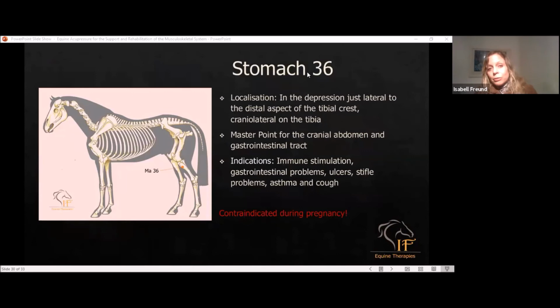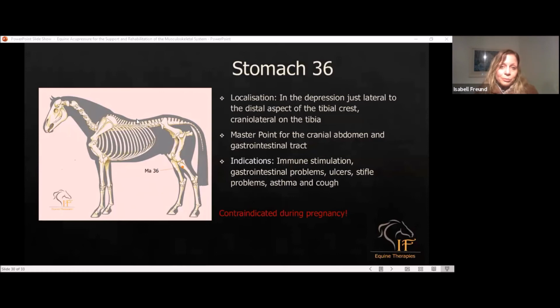Some may remember it because we already had it when we addressed the immune system. So, stomach 36. It's actually a point that can be used under many, many different circumstances. There is immune stimulation, and gastrointestinal problems, because it is the master point for it, including ulcers. Also stifle problems as a local point, asthma and cough, and muscle problems, because it is very efficient to work with when the spleen is not able to fulfill its function of transporting and transforming qi. Then this point is a very effective point to work with.